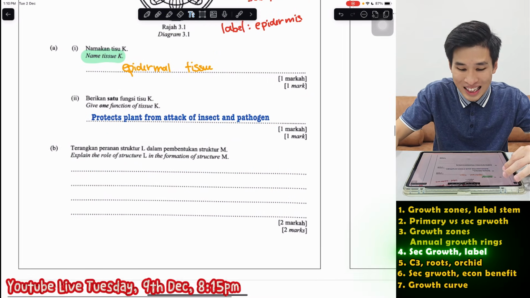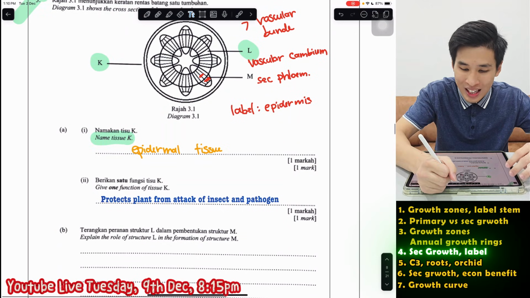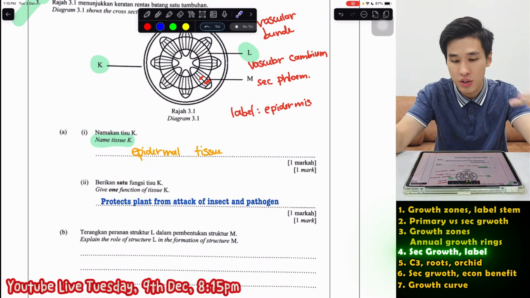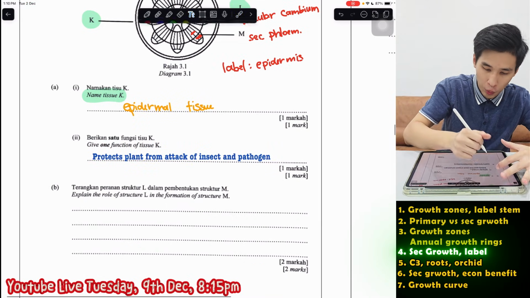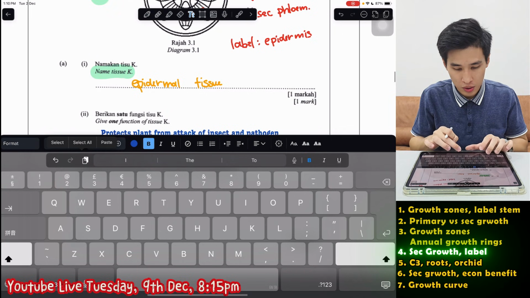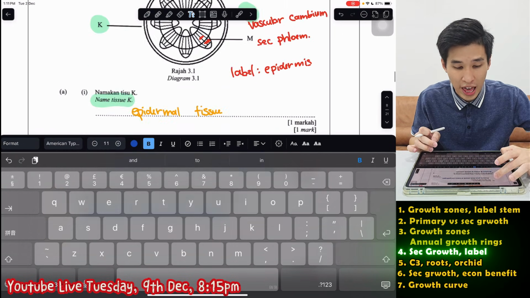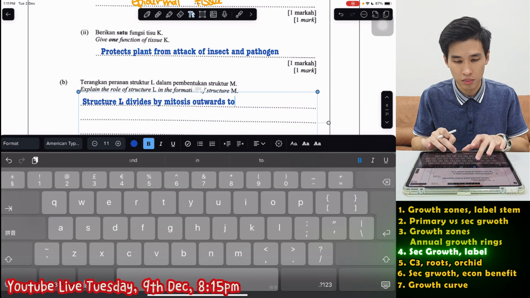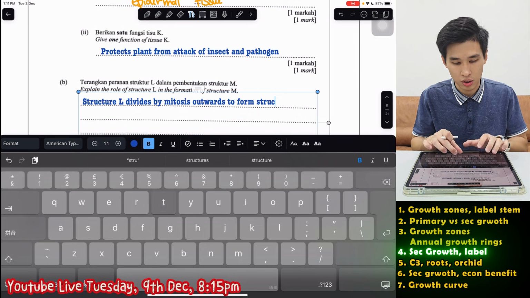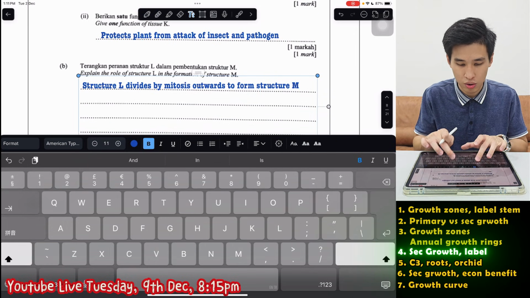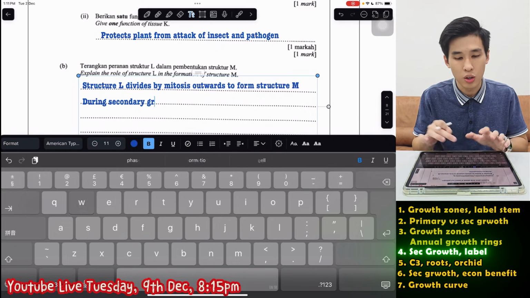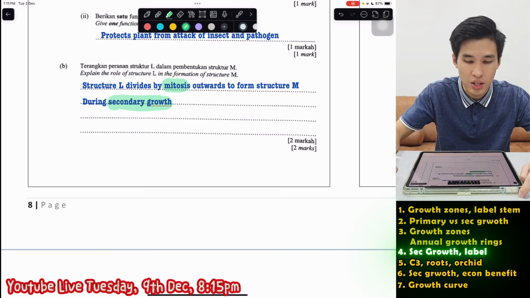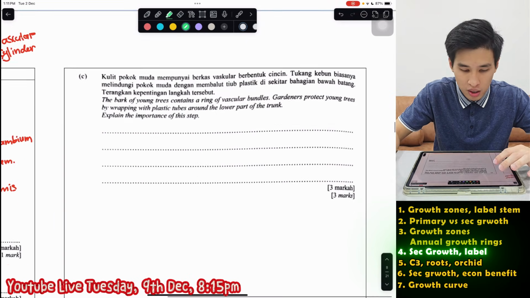Explain the role of structure L in the formation of structure M. So L, what does it do to form M? It basically undergoes mitosis during secondary growth. So structure L divides by mitosis outwards to form structure M. Then you can say during secondary growth. So those are the two things you have to say. Mitosis, secondary growth. Then next one, okay, a KBAT question.